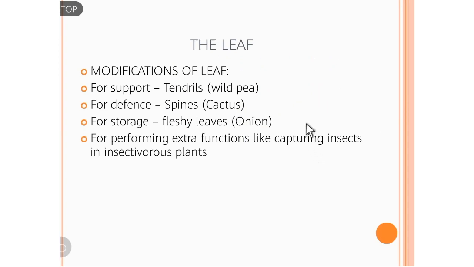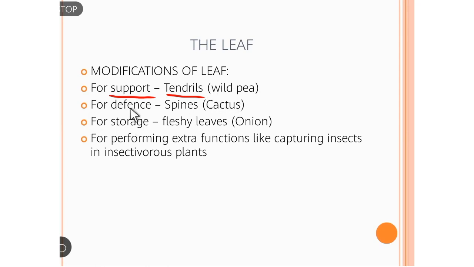Now let's see the modifications of leaf. We have learned the modification of root and stem. Now it's time to learn the modification of leaf. The first one is for support. Leaves in weak stemmed plants are modified as tendrils to grow onto the surfaces. So for support, leaves are modified as tendrils. The example is wild pea.